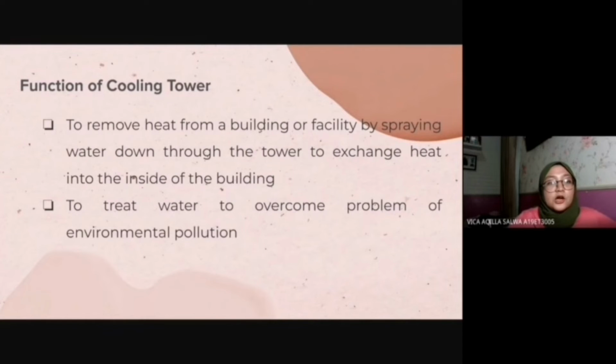What is the function of a cooling tower? A cooling tower is used to remove heat from a building or facility by spraying water down through the tower to exchange heat. And second, to treat water to overcome the problem of environmental pollution.